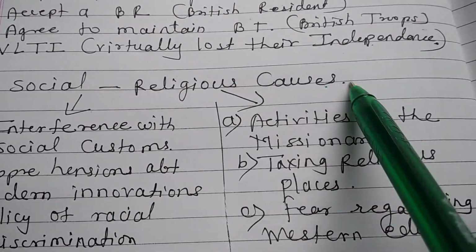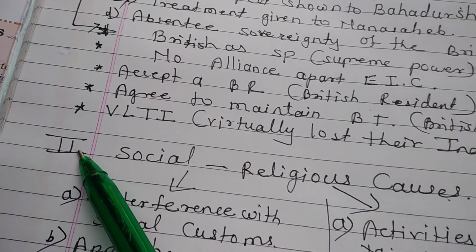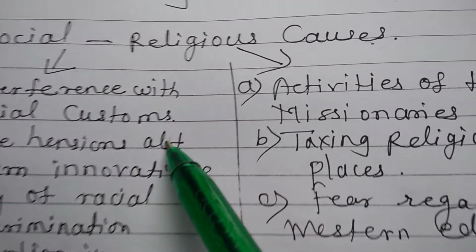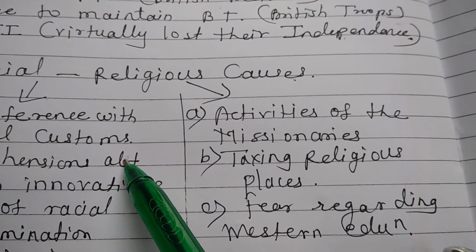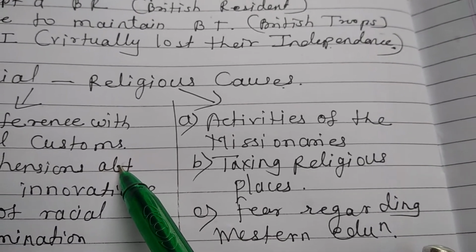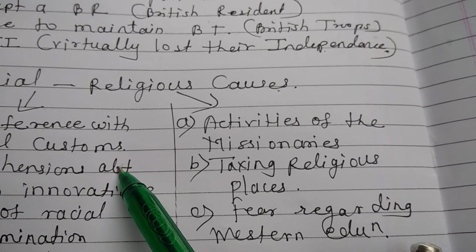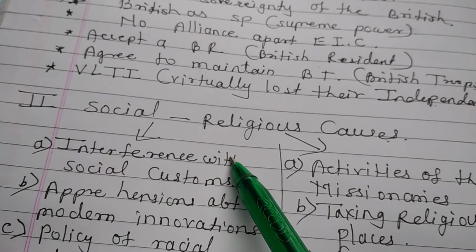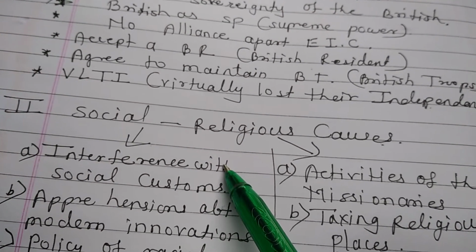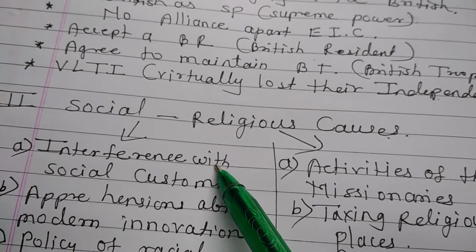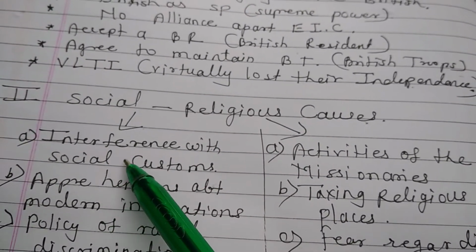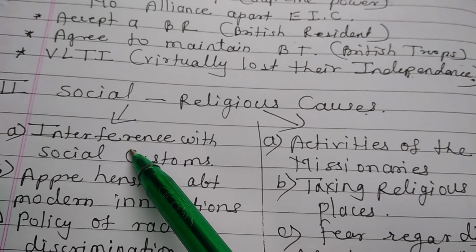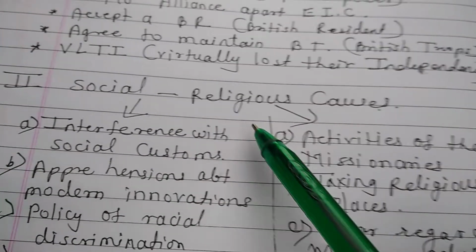The social and religious causes are the next cause. In that, the first point is interference with social customs. Various customs followed by the Indians were interfered with by the British East India Company. For example, the sati process, child marriage, polygamy, and even the caste system were attacked by the British Empire. That's why the rigid or orthodox people started to oppose the British Empire.